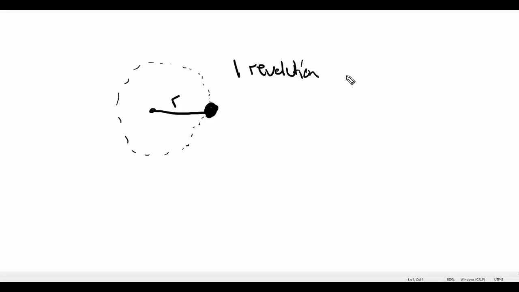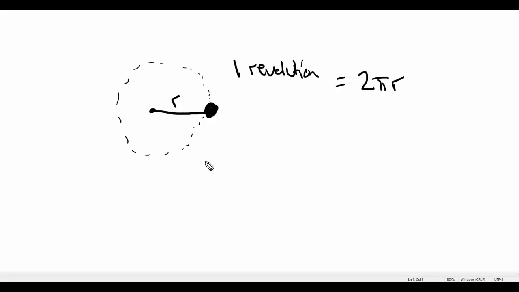Imagine you have an object moving in circular motion. Let's say I have a ball on a string and it's moving in a circle and the radius is r. I'm going to do my best to draw a circle here. So think for a second. What distance does this ball travel if it's going around in a circle, in 1 revolution? Well, hopefully you know that the distance traveled in 1 revolution is just the circumference, and so that would be 2 pi times the radius.